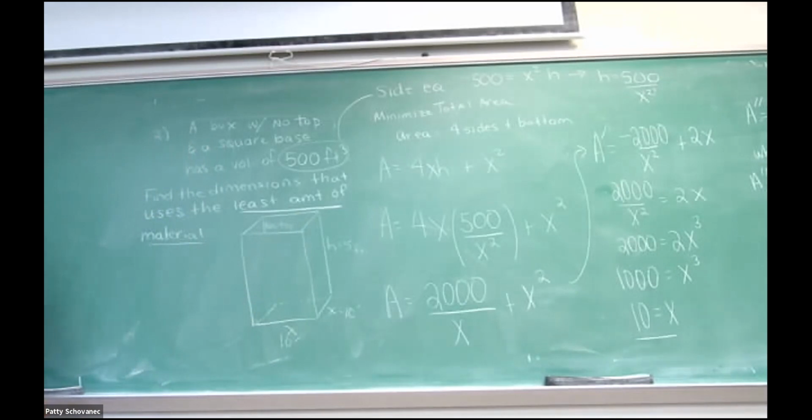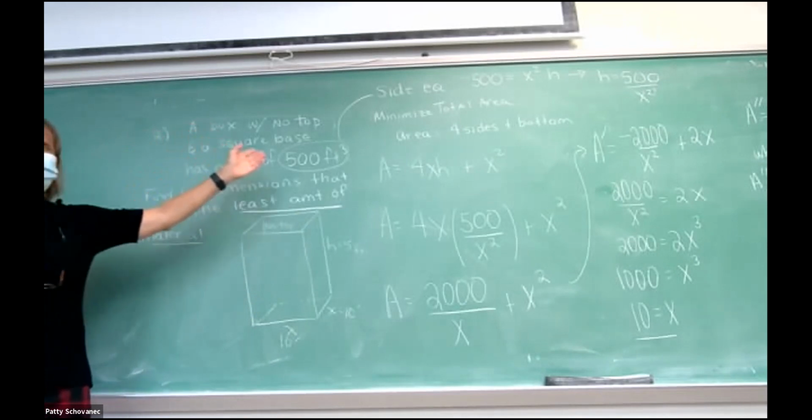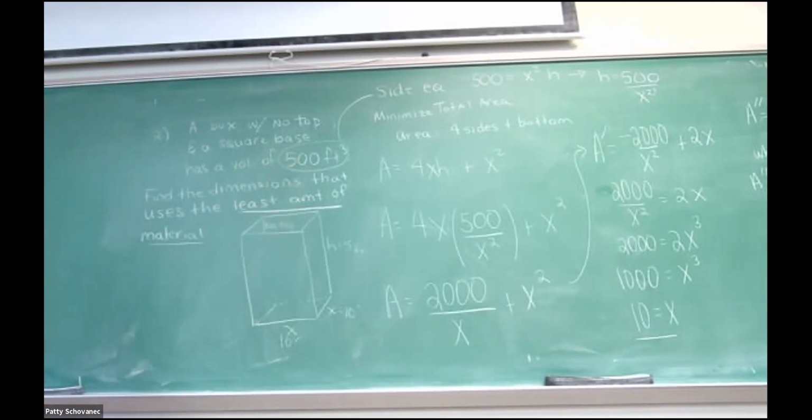So there's one on your web work where you're told something about the volume, and then you're asked to minimize the area. And then there's another one that says, here's the total surface area. What's the largest volume? So you just do it kind of backwards.